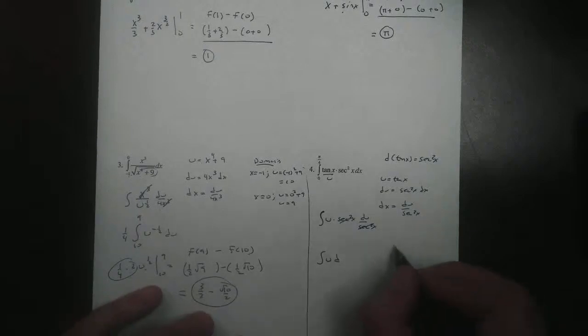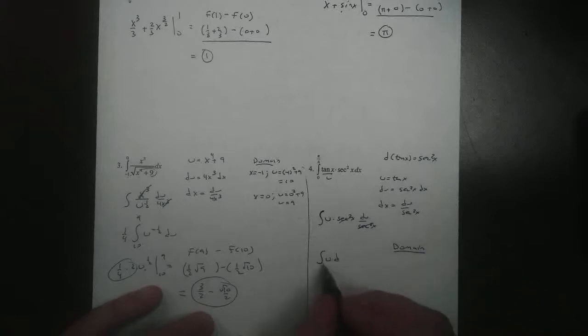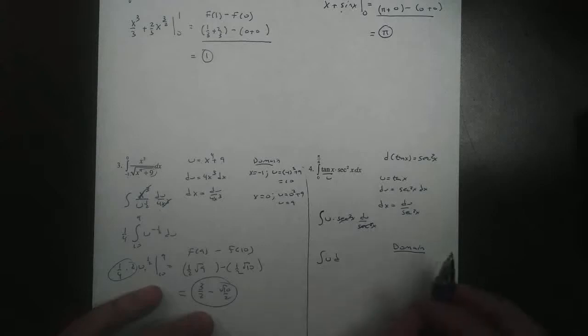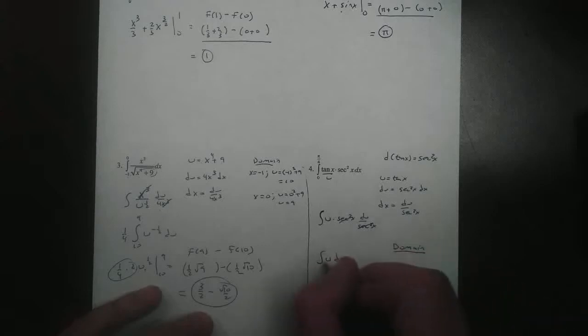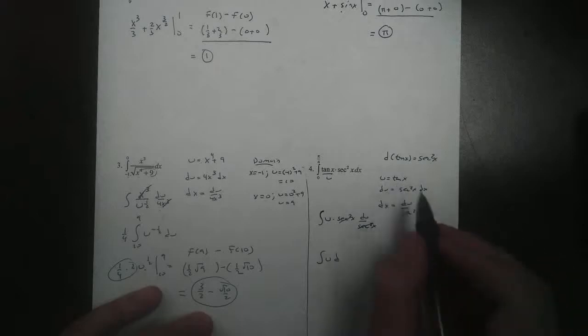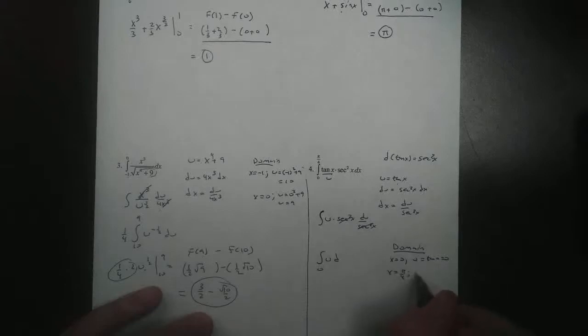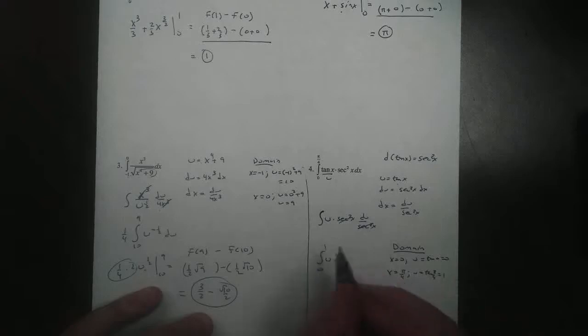At this time, I will change my domain. Now, the reason I change my domain is so that I don't have to plug my u back in at the end. So when x is 0, u is the tangent of 0, which is 0. When x is pi over 4, u is the tangent of pi over 4, which is 1.